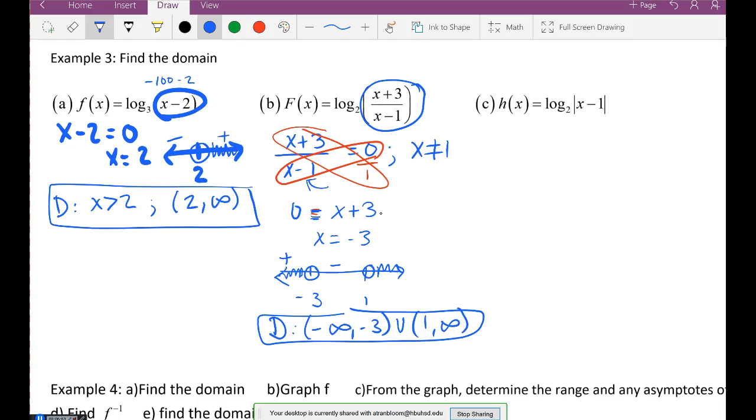So give it a shot. Try C. What do you think C is going to be? Right or wrong, it's not important. I just want you to try.